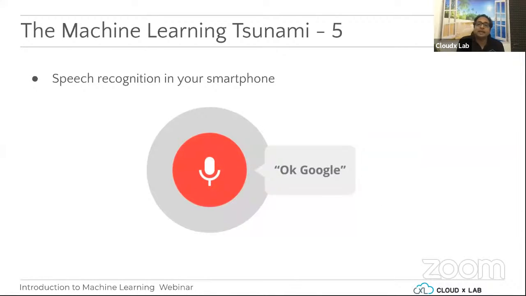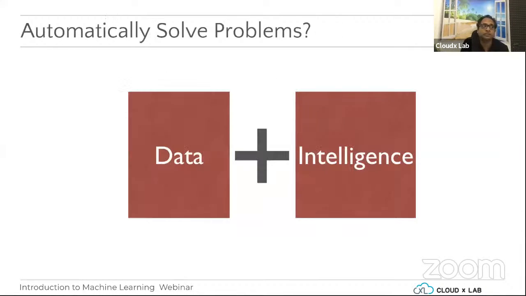Now, when we say predict, there are two parts to it. Number one, the underlying data. And second is intelligence, right? Gather data, apply an algorithm, and predict the next step, right? That's the main idea. So to solve any problem automatically, we need these two aspects.